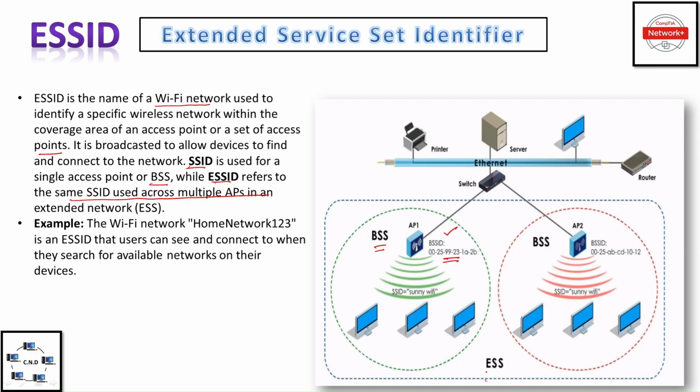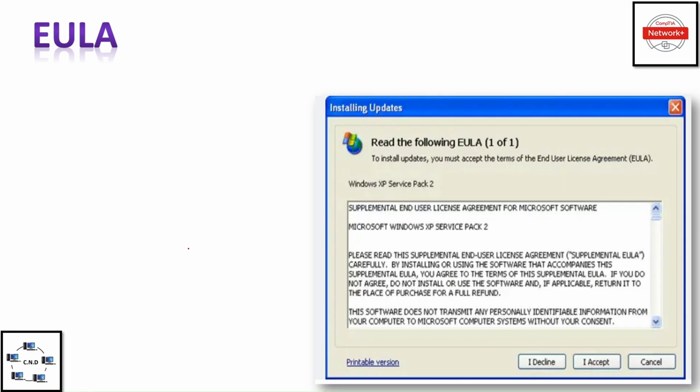While the ESSID is the SSID of the extended Wi-Fi network that may contain multiple APs. And within ESS, we may have multiple BSS. For example, the Wi-Fi network home network 1 to 3 is an ESSID that users can see and connect to when they search for available networks on their devices.